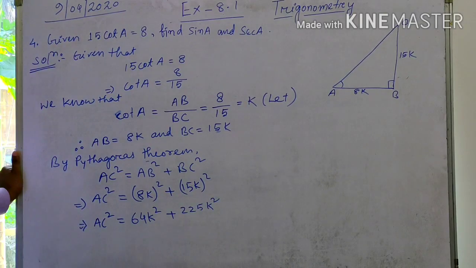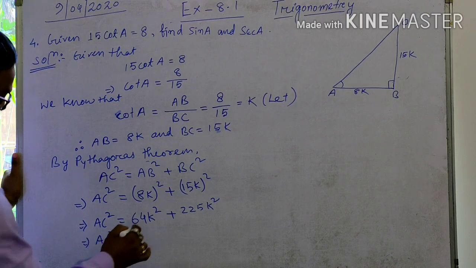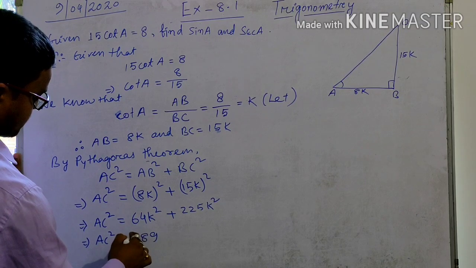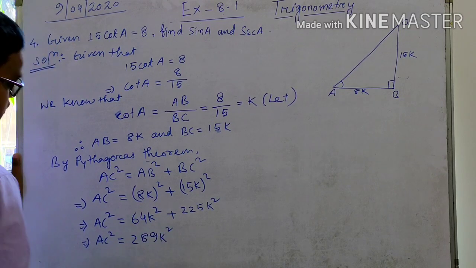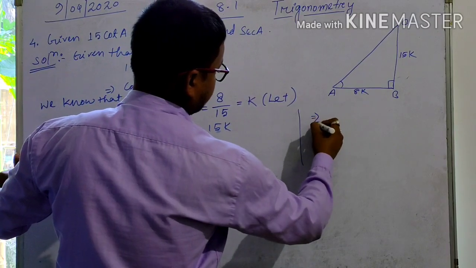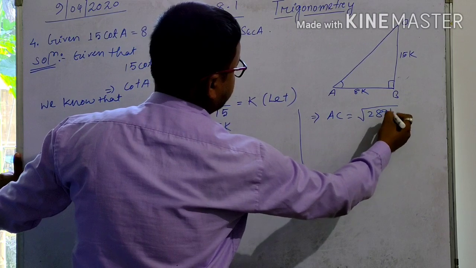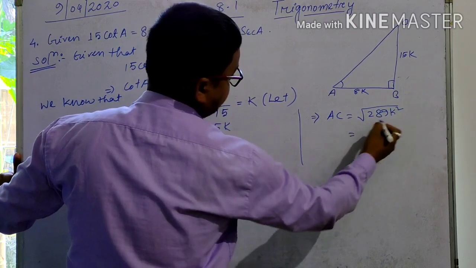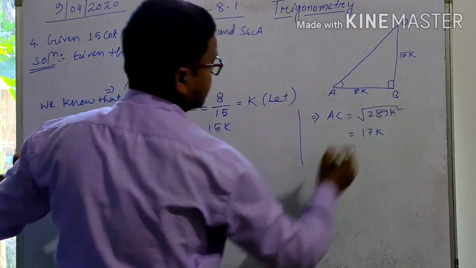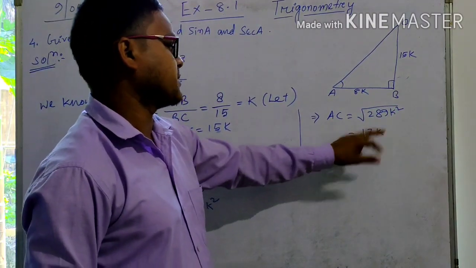Finally you will get AC squared equal to 289K squared. So AC is equal to the square root of 289K squared. The square root of 289 you will get 17, and here you get K. So finally we get AC equal to 17K.